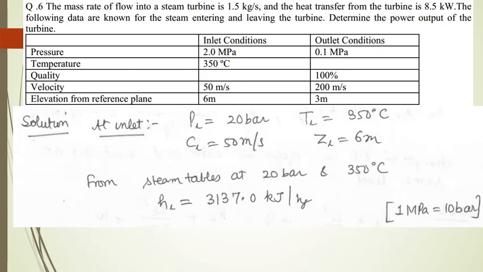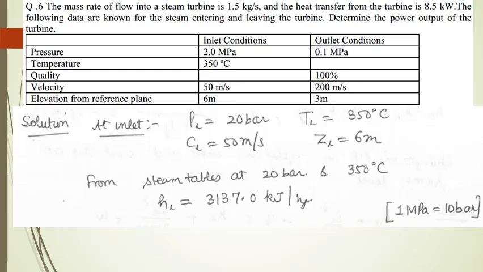Now inlet conditions and outlet conditions are given. Pressure for inlet is 2 megapascal and that for outlet is 0.1 megapascal. Temperature for inlet is 350 degrees Celsius, whereas quality for the outlet condition is 100%. Velocity at inlet is 50 meter per second and that for the outlet condition is 200 meter per second. Elevation from the reference plane for inlet is 6 meter, whereas for the outlet it is 3 meter.